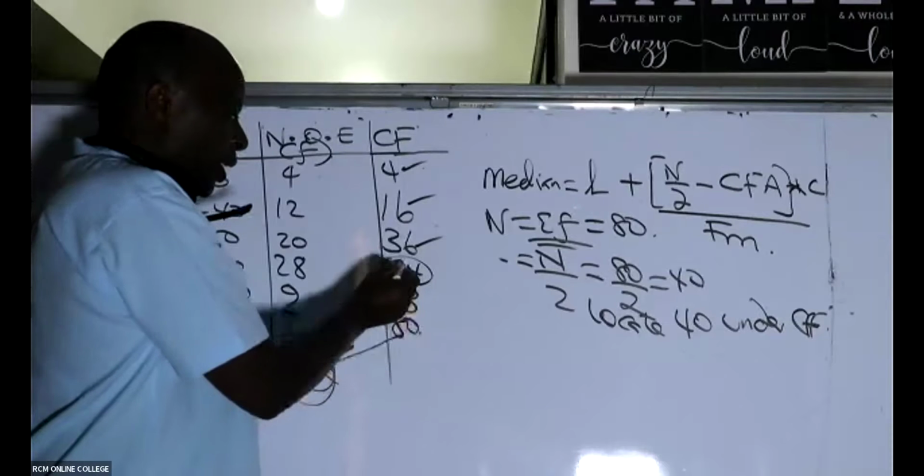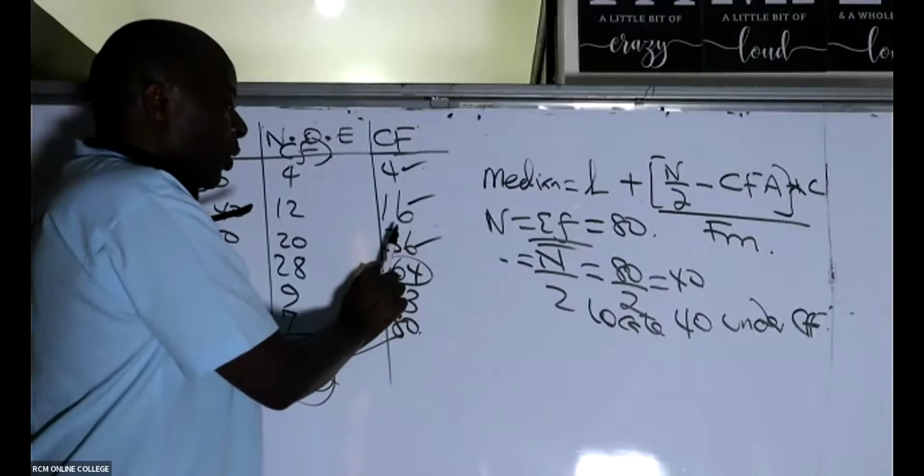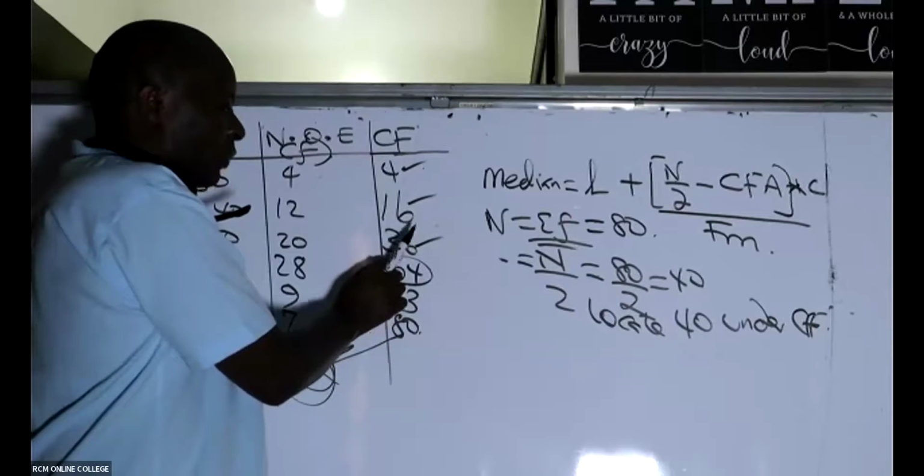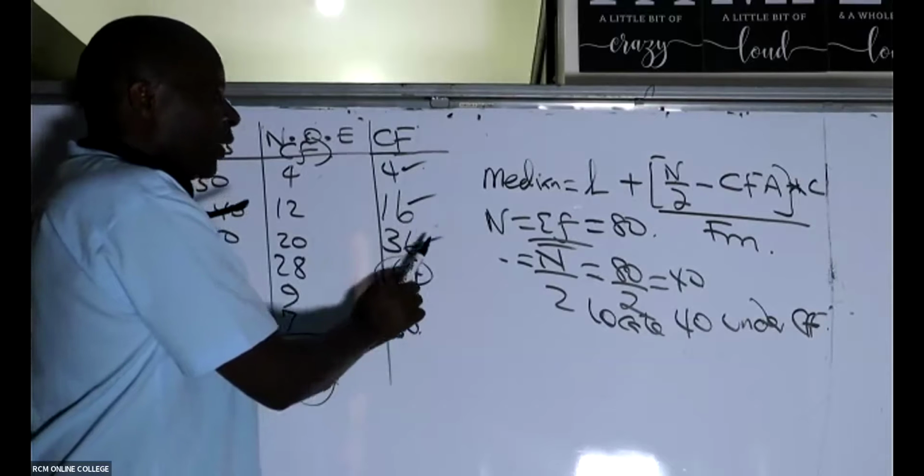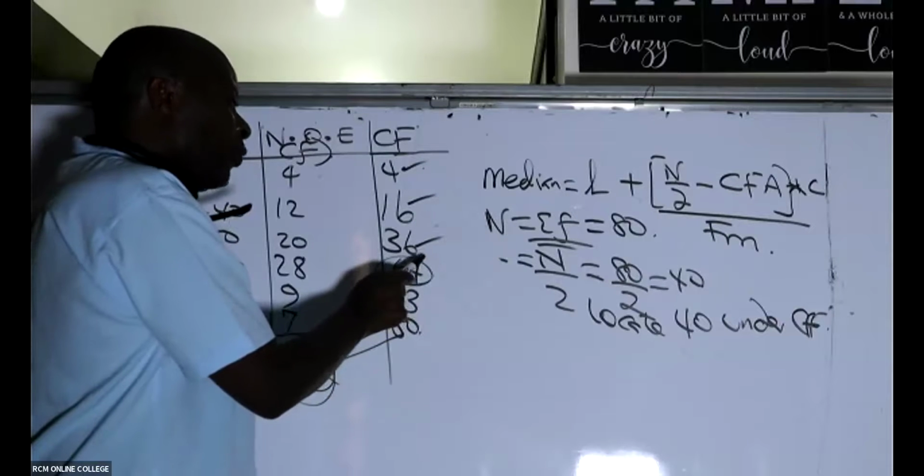It will be here. Because you see, this 64, we start counting from unit number 37 after this: 37, 38, 39, 40. And then we continue up to 64. So unit 40 is here.